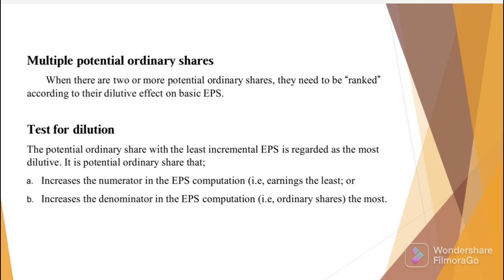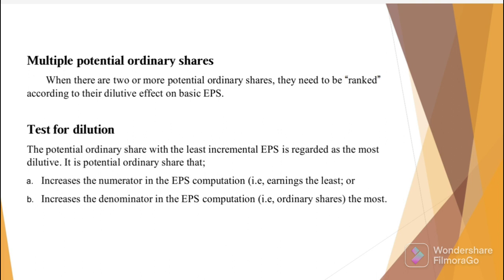Test for dilution. When testing potential ordinary shares for dilution, the profit figure used as the control number is profit from continuing operations. So, there are additional guidelines in the test for dilution. First, options and warrants are dilutive if the exercise price is less than the average market price.